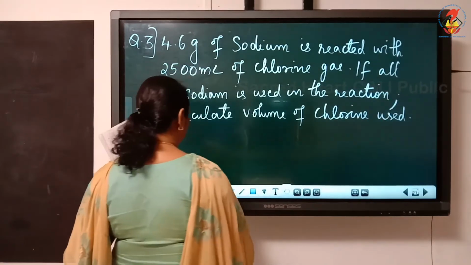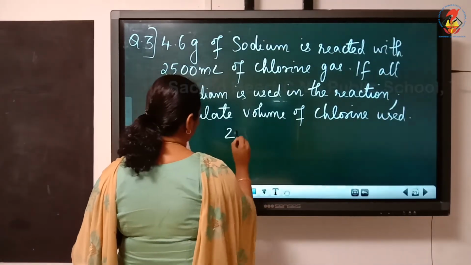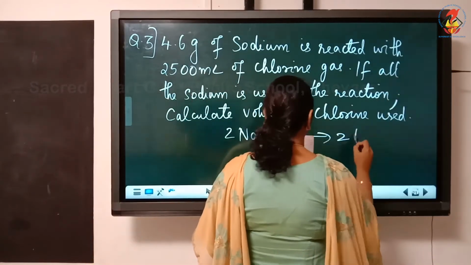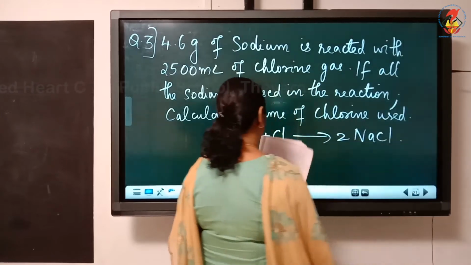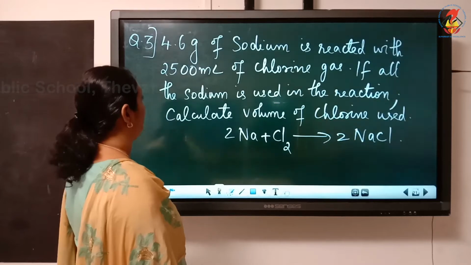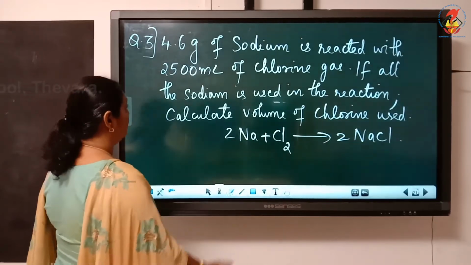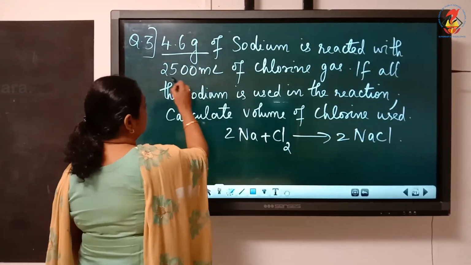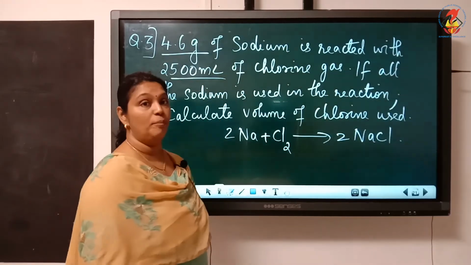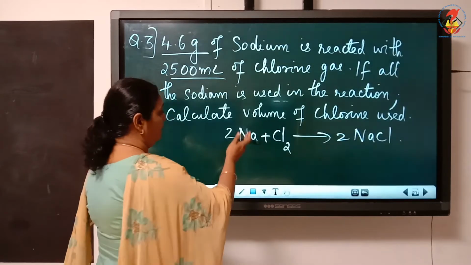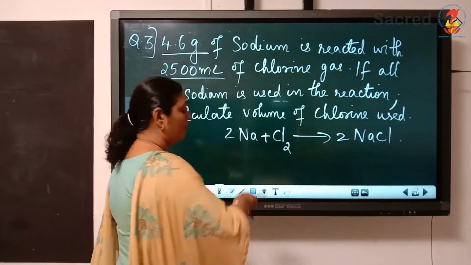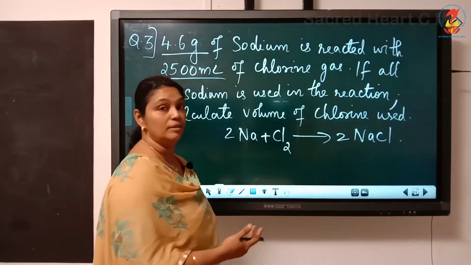The balanced equation is sodium and chlorine. So 2Na plus Cl2 gives 2NaCl. Now, 4.6 gram of sodium is reacted with 2500 ml. If you look here, this is the mass and this is the volume because chlorine is a gas. And sodium mass 4.6 gram is given. So, again, when you write according to the balanced equation, sodium you have to write in terms of mass and chlorine in terms of volume.